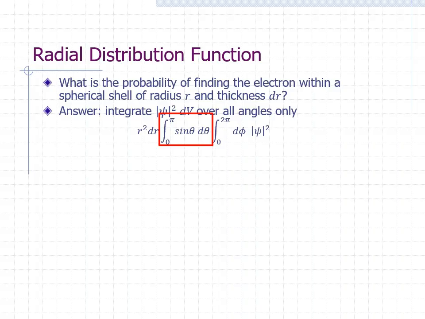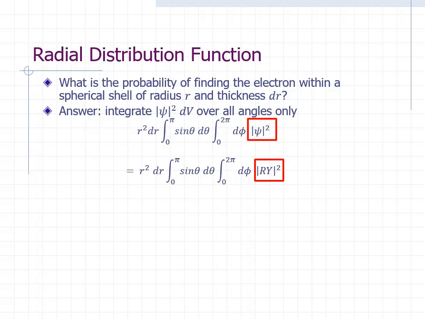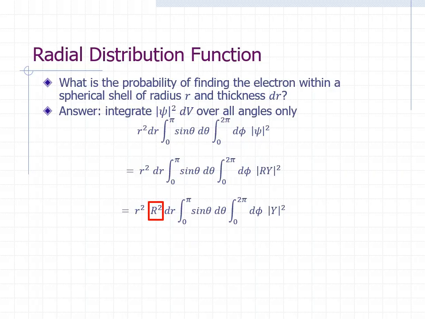We can simplify this integral by replacing psi by the product of the radial function and the spherical harmonic. Since the radial function does not depend on theta and phi, as far as the integration with respect to these angles, the radial function is a constant, and we can pull it out of the integrals. We can also take the radial function out of the absolute value symbol, since the radial function has no imaginary component. Since the spherical harmonics are normalized, this integral over all angles is equal to 1.